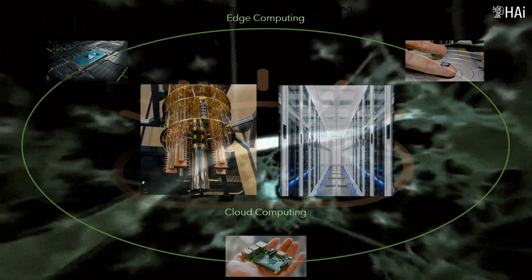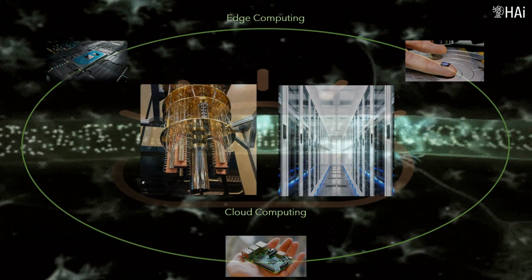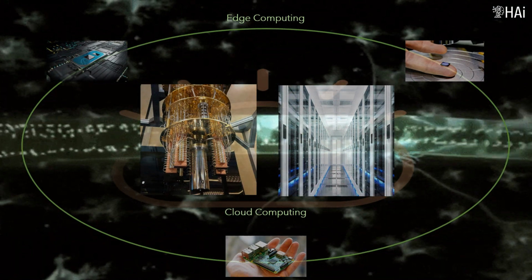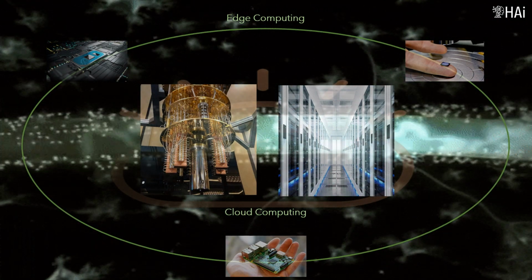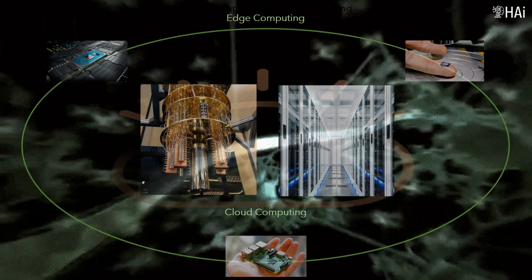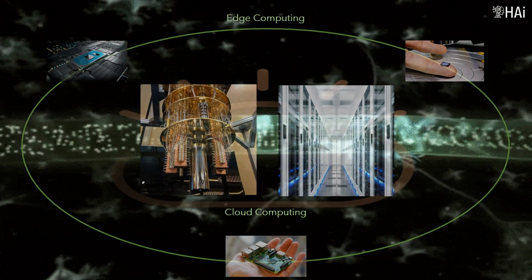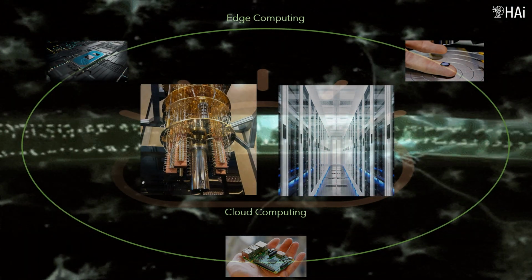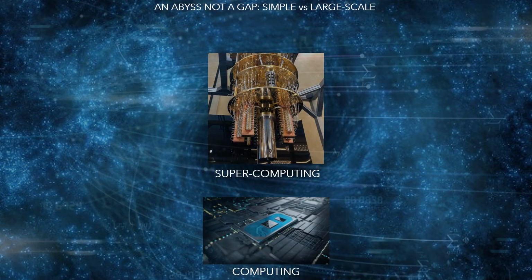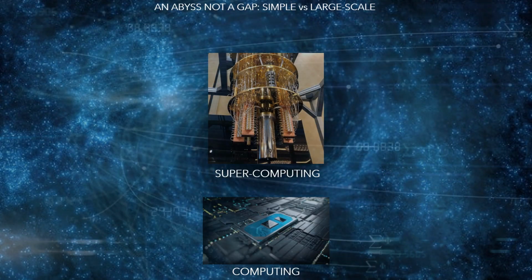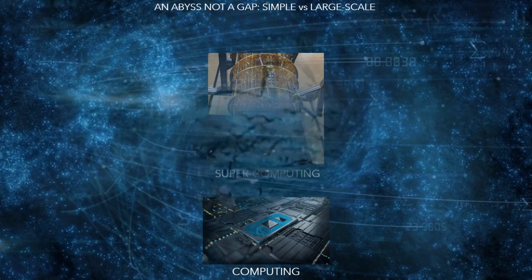The current state of computer technologies involves the integration of edge computing and cloud computing to implement systems with multiple highly complex mathematical models that can be run in parallel. This allows us to talk about autonomous real-time distributed optimization. The image presents an exponential forecast for the growth of quantum processing power. The difference between supercomputing and computing creates a chasm, not a gap.